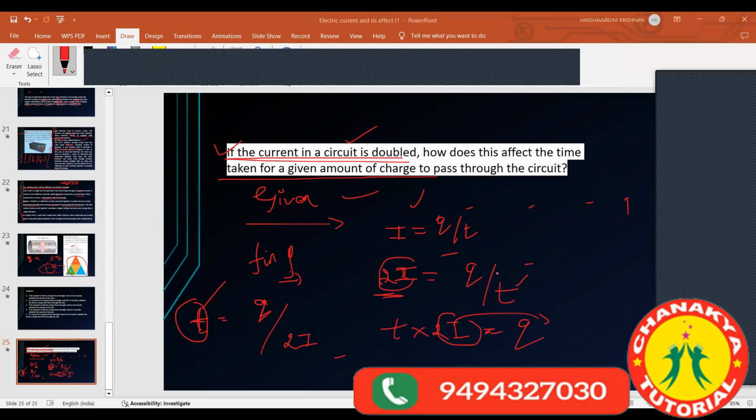Basically, if you ask me, I can tell in one word: if you double the current, obviously T is inversely proportional to current, no? So when you double the current, T will be reduced by 2, correct? Directly, I can say, if I increase the current by 2 times, time will get decreased by 2 times.